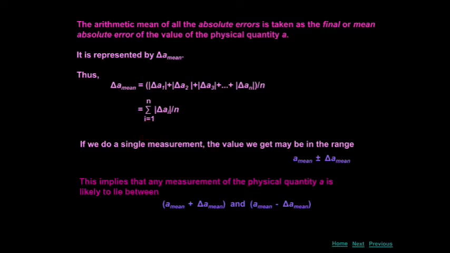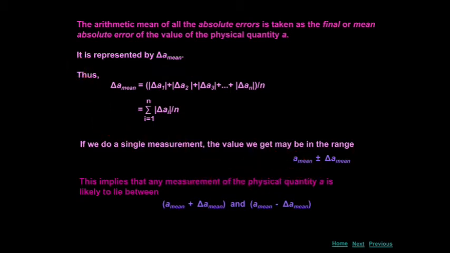Okay, if we do a single measurement, the value we get may be in the range of a mean plus or minus del a mean. Any measurement of the physical quantity lies between a mean plus del a mean and a mean minus del a mean. It's a modified form, which the textbook has written as the second term below.